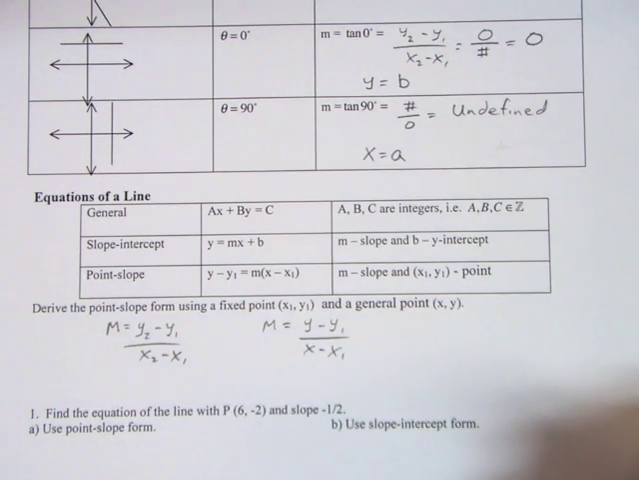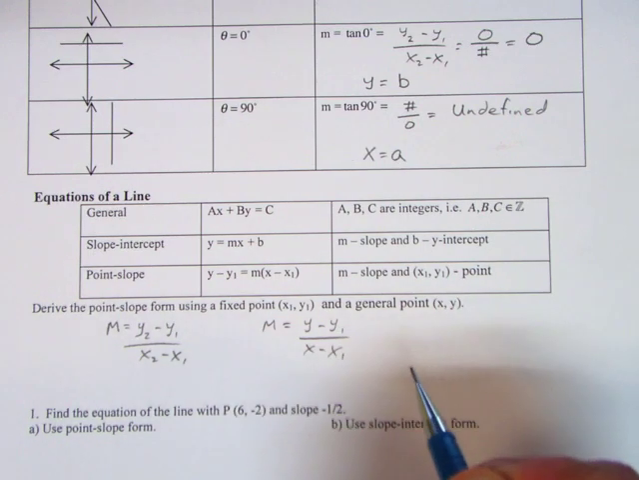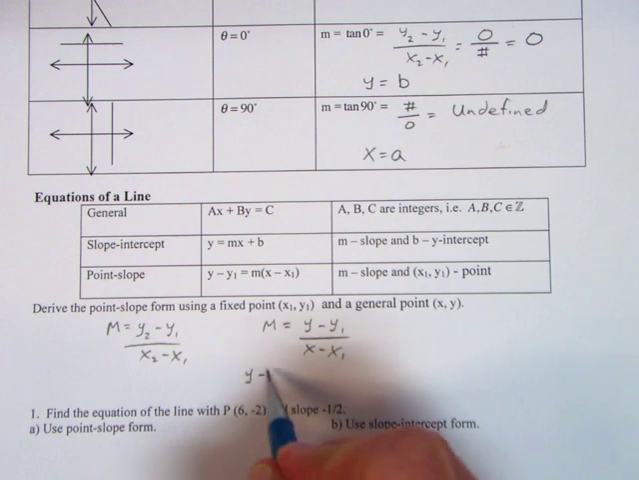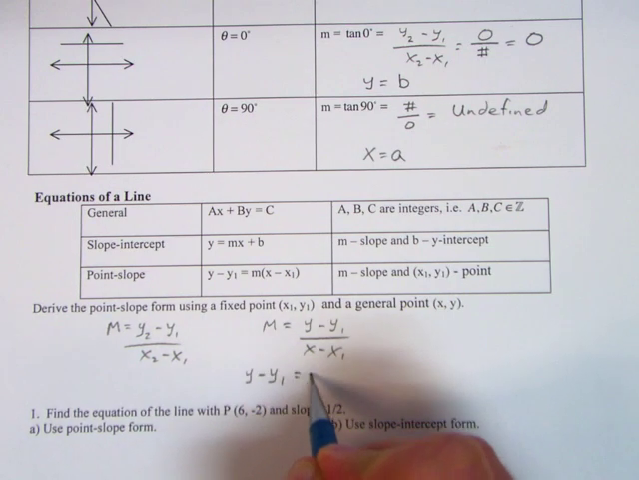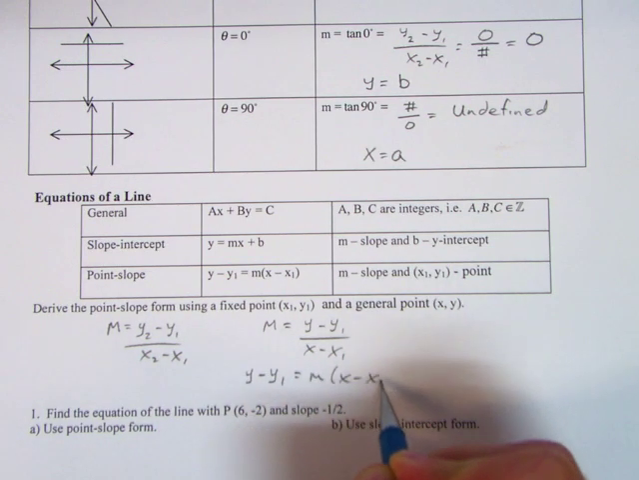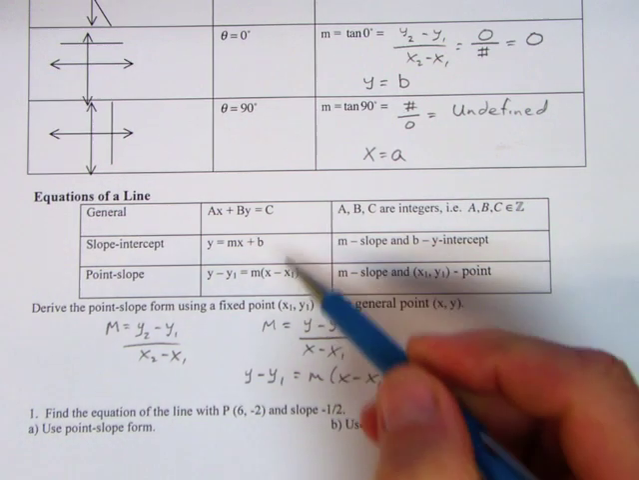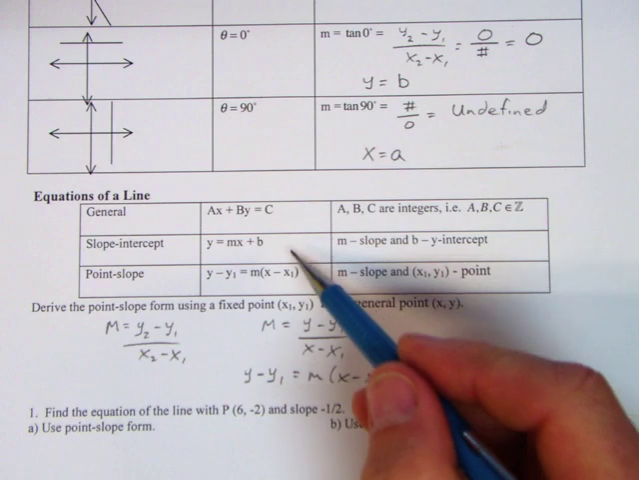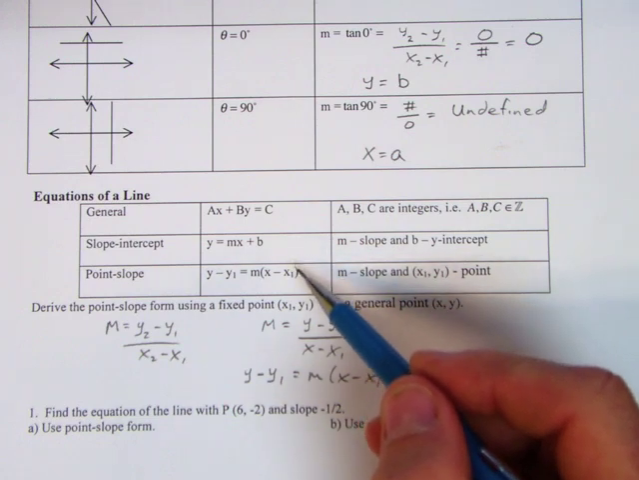And what do we need to do with this? Multiply both sides by x minus x1. And I'll just switch the sides. We have y minus y1 equals m times x minus x1. Now these two forms should be very familiar to you, and they're very similar to each other.